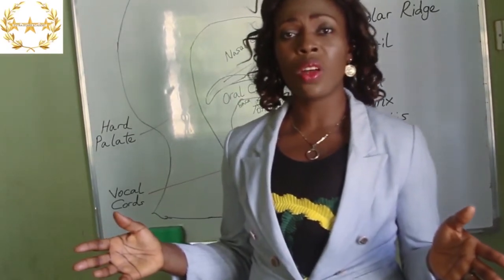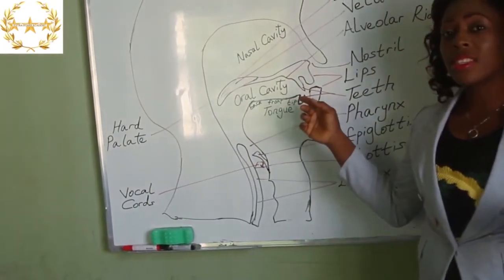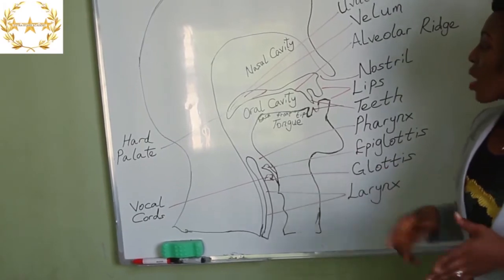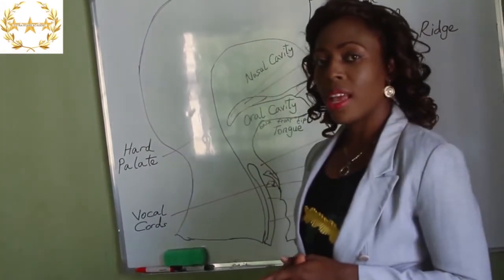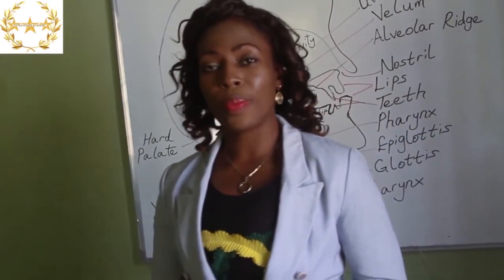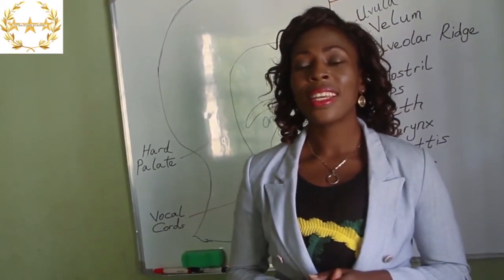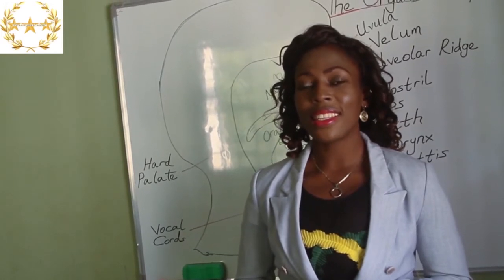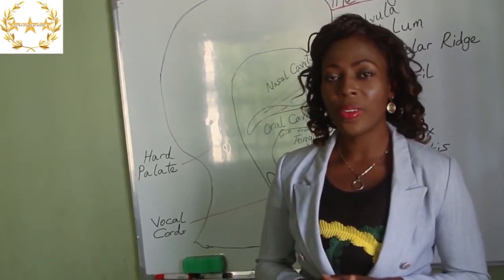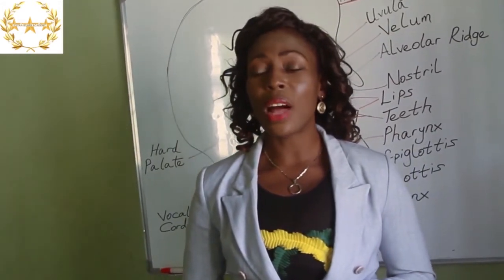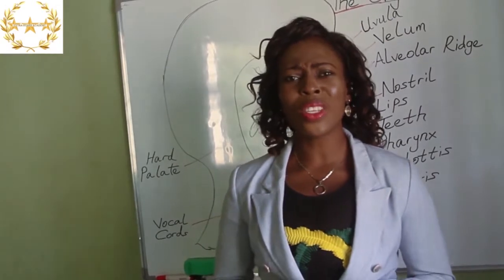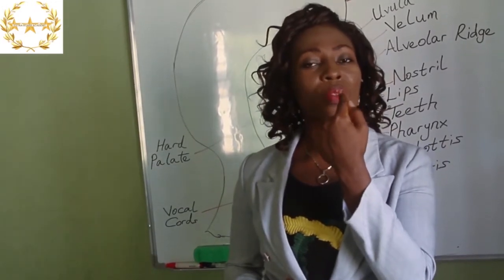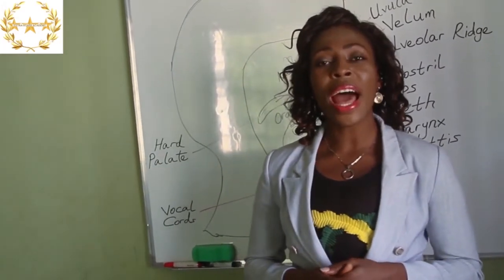Now the sounds produced with the tip or blade of the tongue pointing towards the alveolar ridge are called alveolar sounds. And we have t. Can you say it? The sound for letter T. If you notice your tongue, the tip of your tongue is pointing towards your alveolar ridge or your teeth ridge.